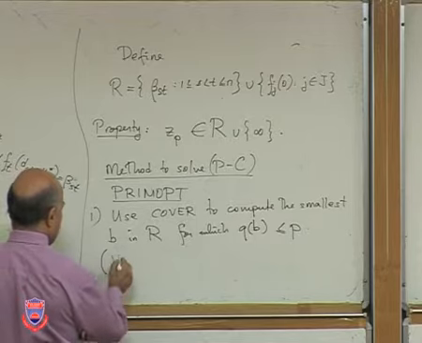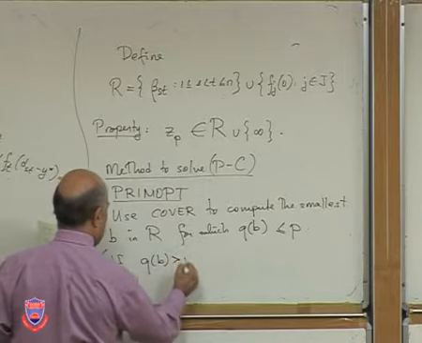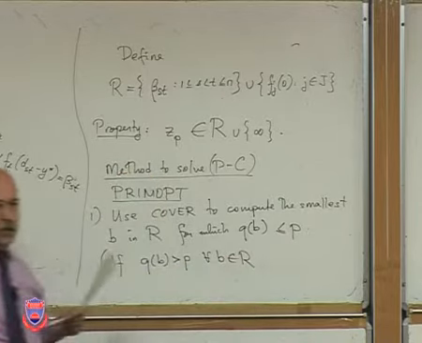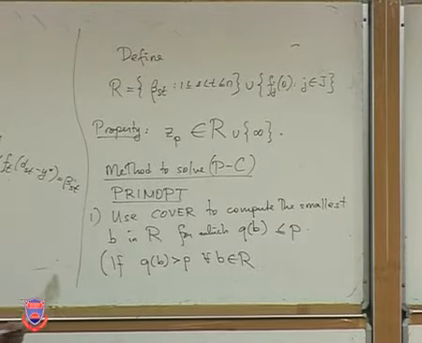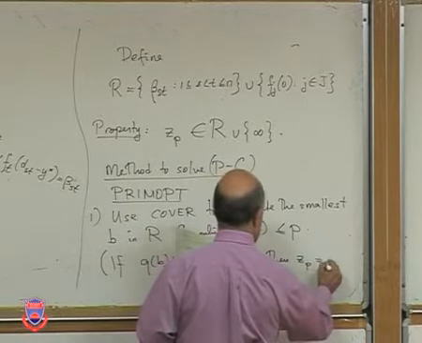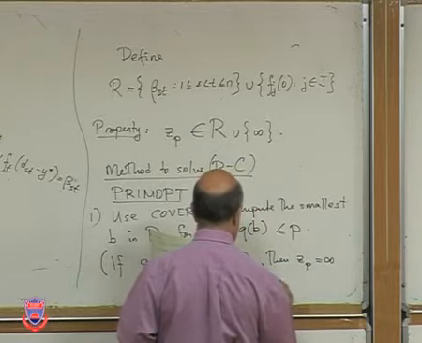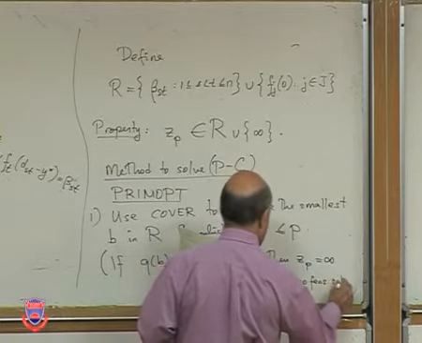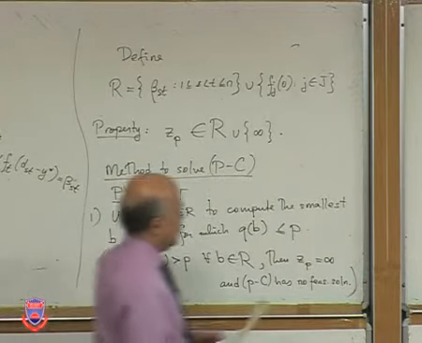And parenthetically, let's point out that if Q of B happens to be greater than P for every choice of B in the finite dominating set R, then what is the conclusion? Then the conclusion is there's no feasible solution to the p-center problem. So in that case, ZP is infinity and PC has no feasible solution.